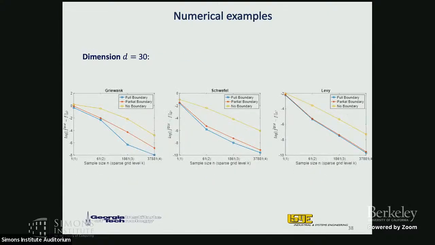So now 30 dimension. And you can see that the full boundary is better than the partial boundary, except for Levy. I don't know why. Yeah, Simon probably knows why.